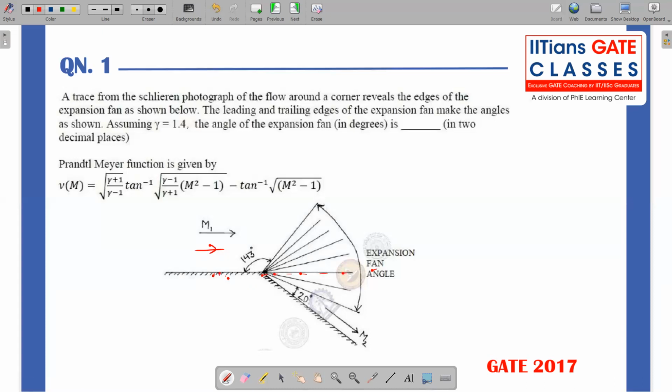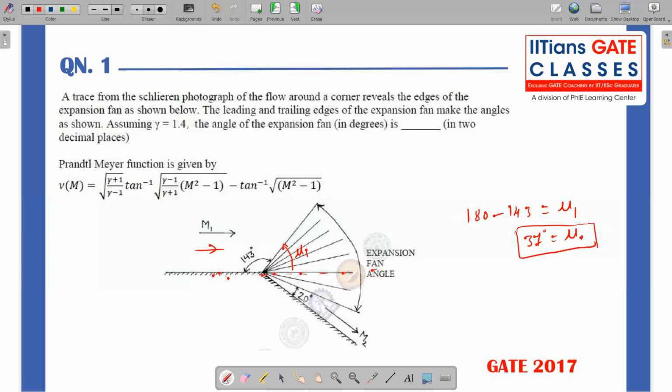So to the flow direction, this is my Mach angle mu1. If I want to calculate mu1, that is 180 minus 143 degrees, which is nothing but mu. So that is going to be 37 degrees, right? So I got my mu1. Let us call it mu1.